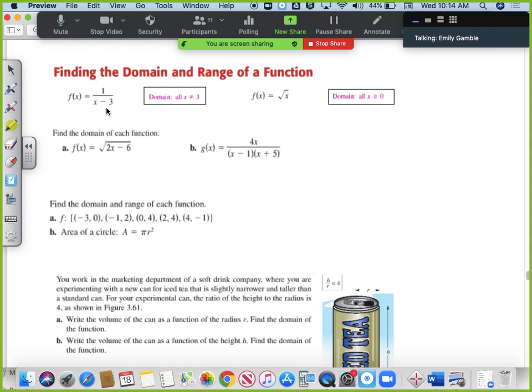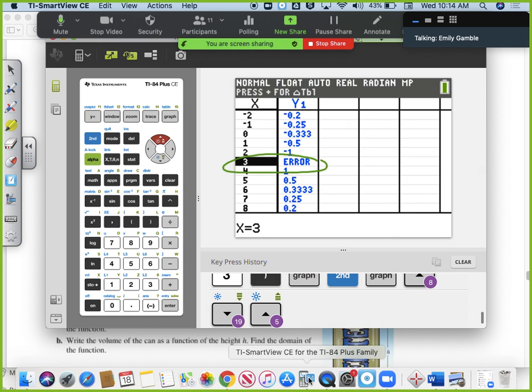Exactly. So in the equation, if we have 3 in here, 3 minus 3 is 0, and we can't divide by 0. So the domain is any number for x except for when x is equal to 3. So the domain for this function is any number except for when x equals 3.